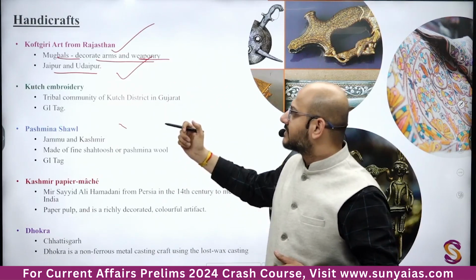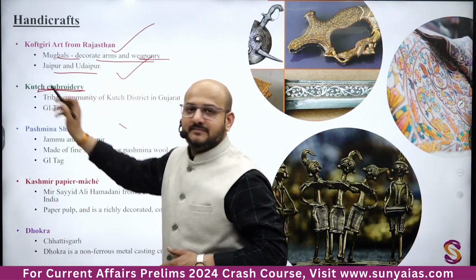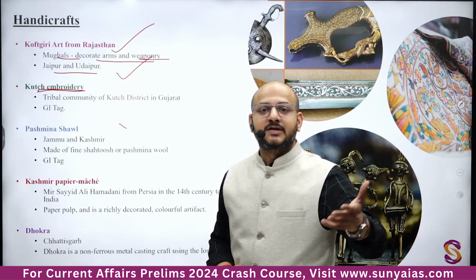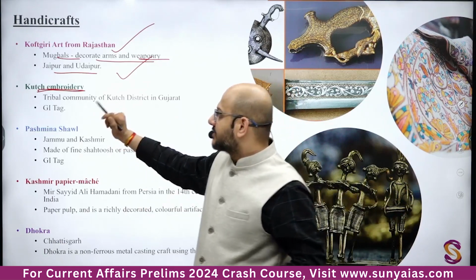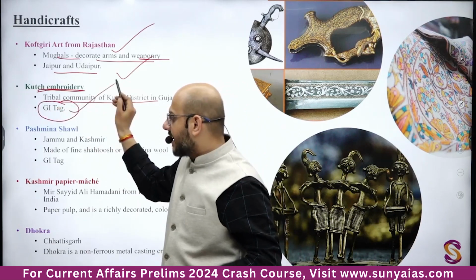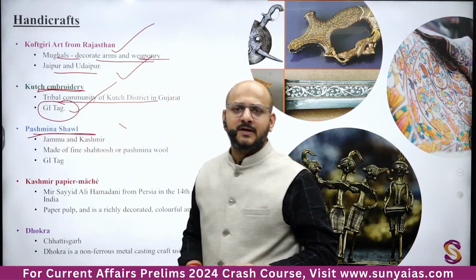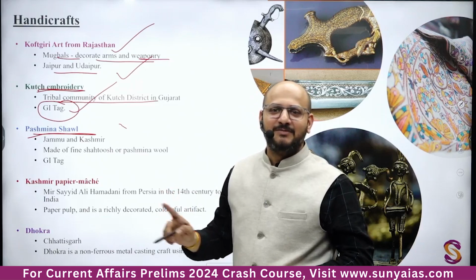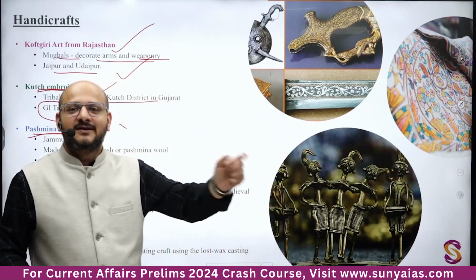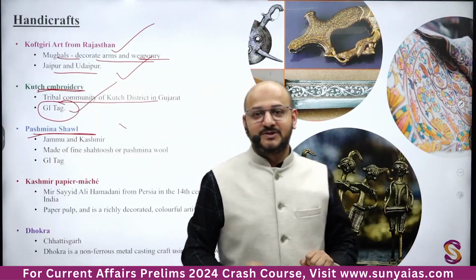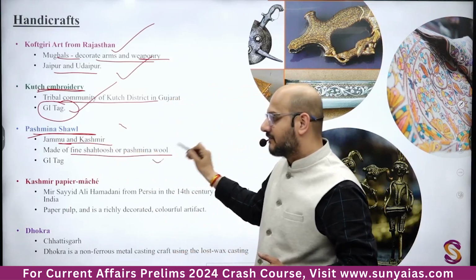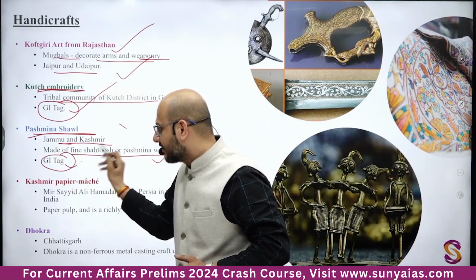Certain handicrafts. Kutch embroidery. Like if I talk about chicken curry, it is famous from the city of Nawabs, that is Lucknow. This is Kutch embroidery. Tribal community of Kutch district in Gujarat. It has also GI tag. Pashmina shawl everyone knows. सब लोग खरीदने जाते हैं, किसी को नहीं मिलती है, सब कहते हैं कि हमने original खरीदी है, but फिर पता चलता है कि ये नकली वाली मिल गई है आपको. Pashmina shawl difficult to get from Jammu and Kashmir, made of fine shahtoosh and pashmina wool. It has also GI tag.